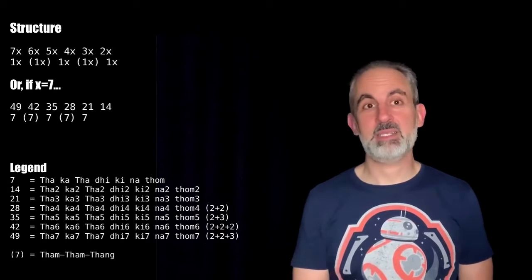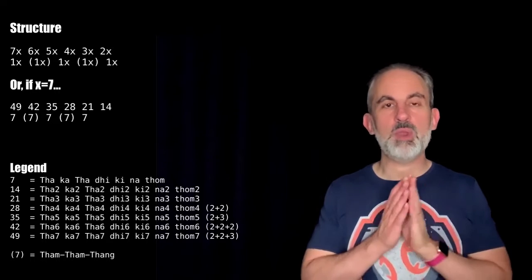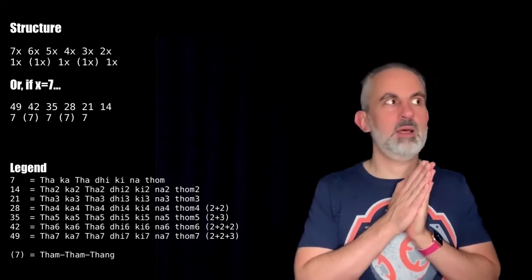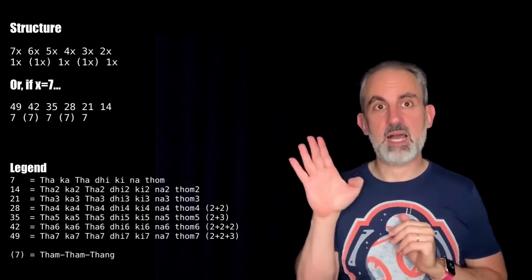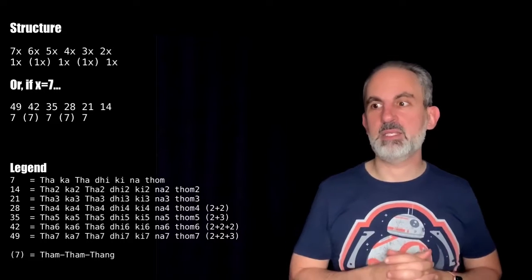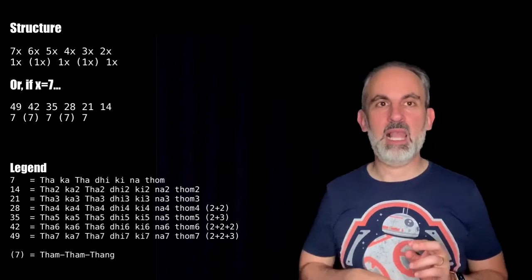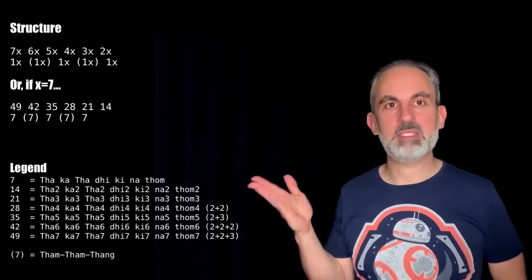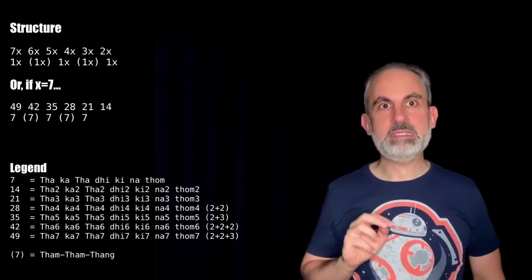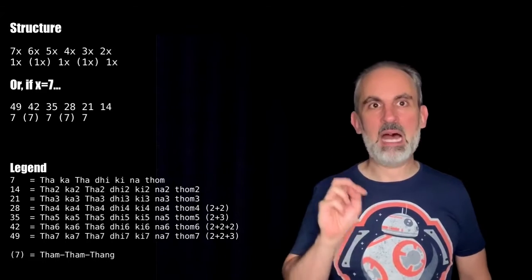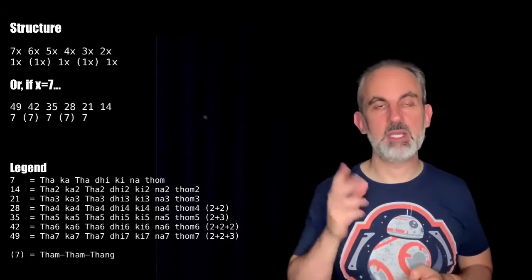Exactly as with all the previous entries in this Abhiprayam series, we perform all of these numbers in the same way. The 7 is ThakaThadhikinathom, and the 14 is twice that, so each syllable lasts 2 beats, which is what the shorthand notation means: ta, tu, ka, tu, ta, tu, di, tu, ki, tu, na, tu, and tom, tu. Each of those syllables should last 2 beats.